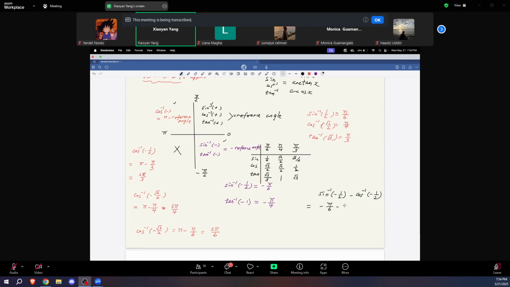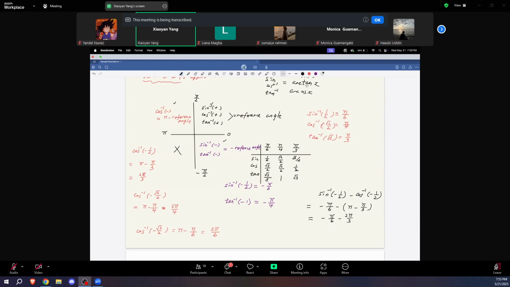But for this part, since there are two terms, you had better leave it inside parentheses, okay? We notice that cosine inverse of -1/2 equals pi minus pi/3. So just write it out and you find the inside is 2 pi/3. So then this equals negative pi/6 minus 2 pi/3.